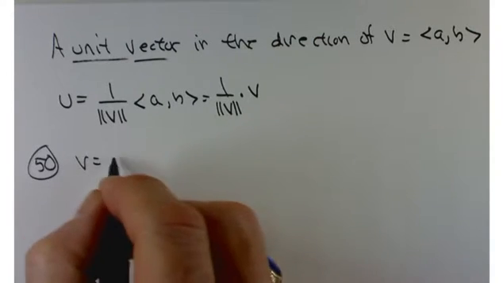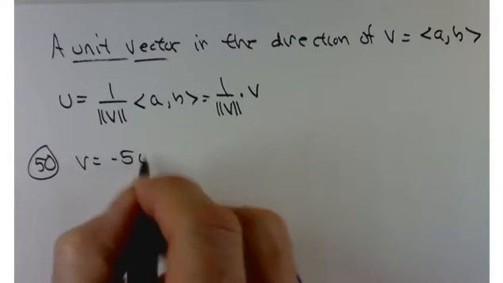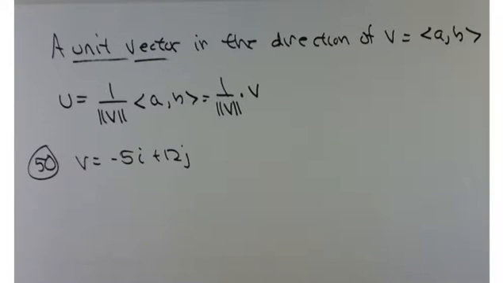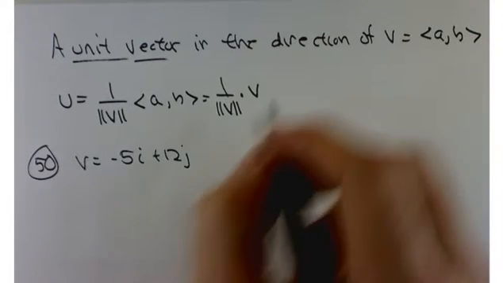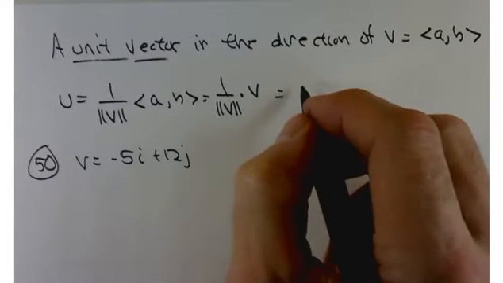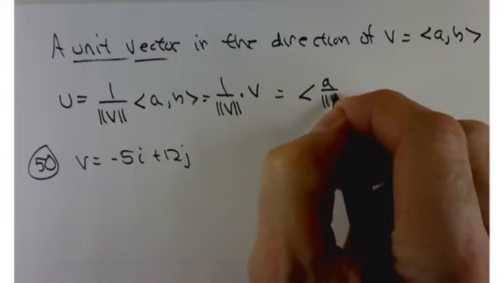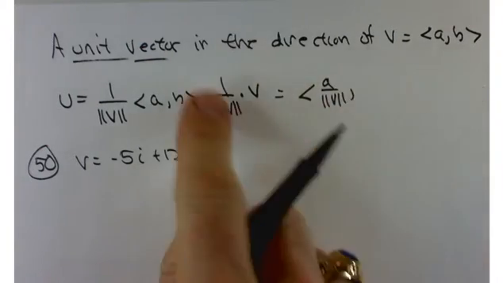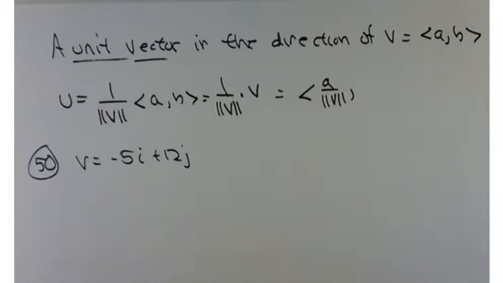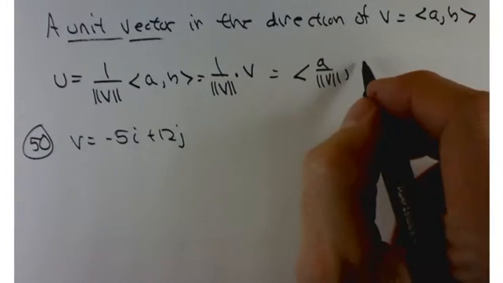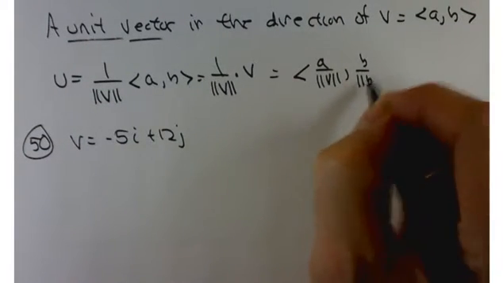In 50, they give you negative 5i plus 12j. Sir? Can you say that again with the unit equals? Just say what that says. You understand? Yeah. Let me show you with a little diagram. So let me finish writing this.